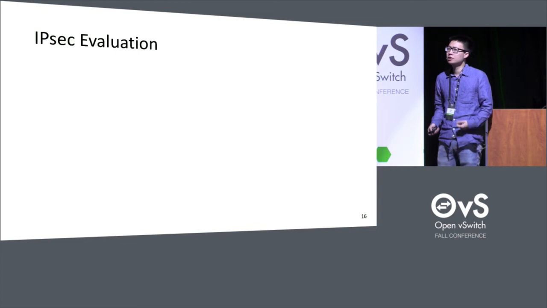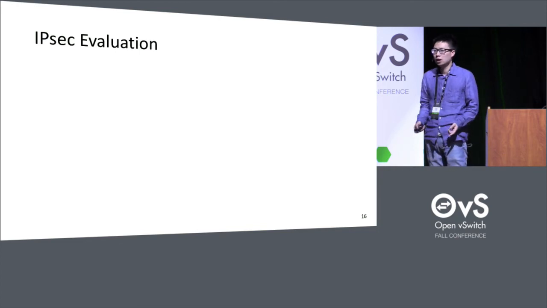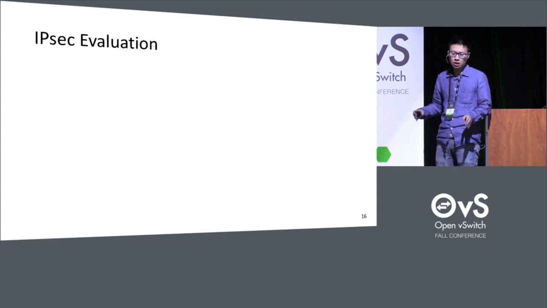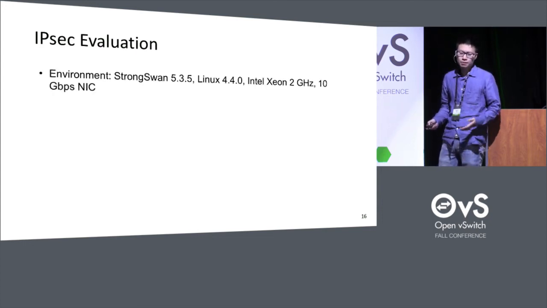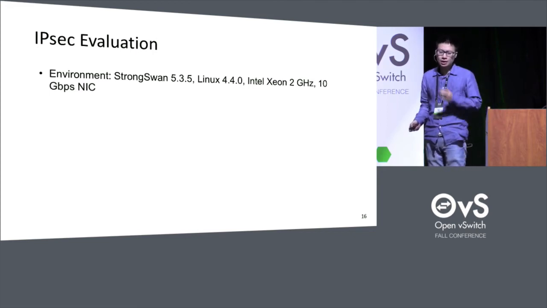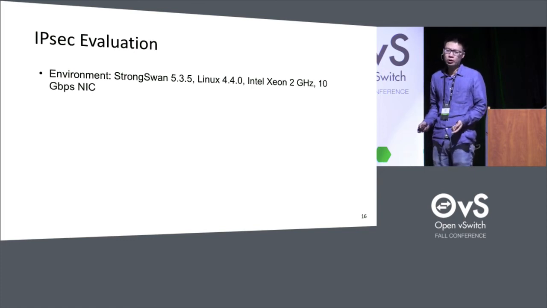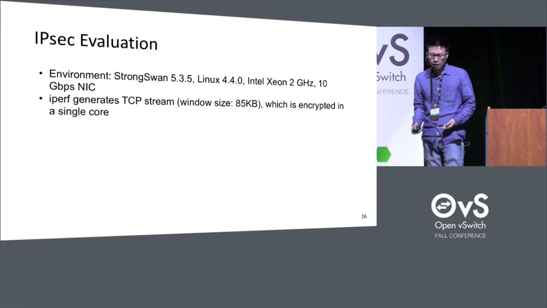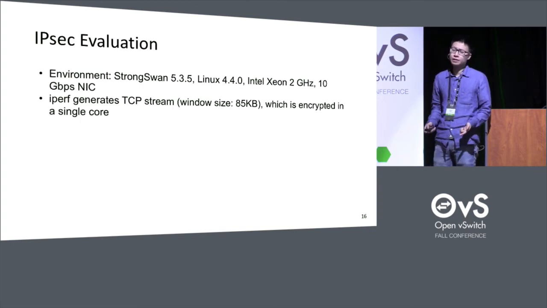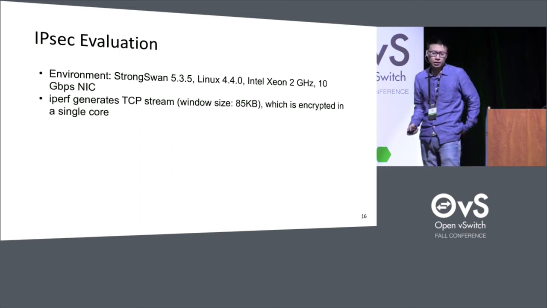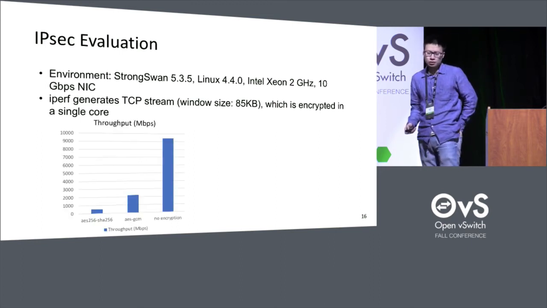I did some evaluation to test the performance of IPSEC. As you can imagine, the encryption will give some performance degradation. I used StrongSwan as the IKE daemon and tested it on Linux 4.4 and Xeon E5 processors. The two hypervisors are connected with a 10 Gbps NIC. I used iPerf to generate a TCP stream in the default setting with window size 85 kilobytes. So here is the result.